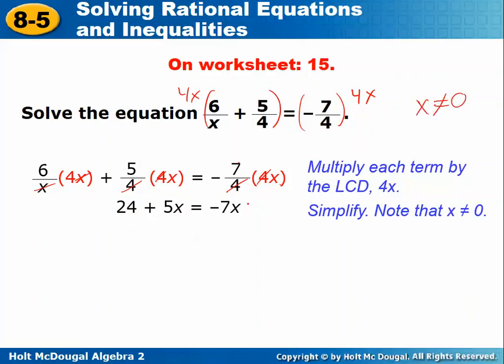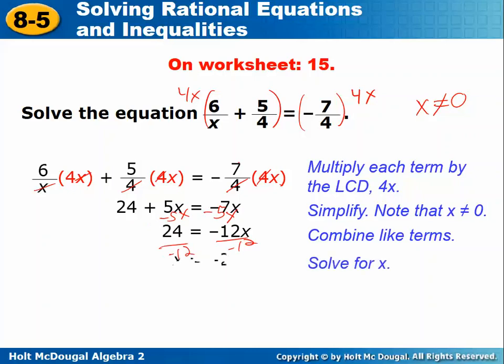And then we solve by subtracting 5x from both sides. So 24 equals negative 12x, and then divide by negative 12, and we'll get that x is equal to negative 2.